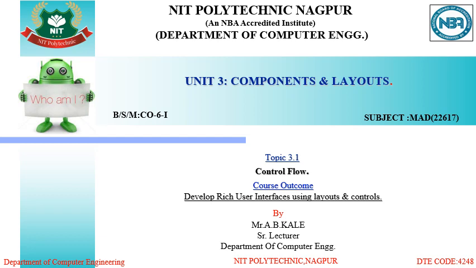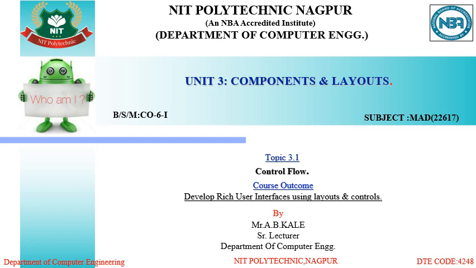So from today we are going to start our third unit, that is components and layout. In this unit we will basically study about the different layouts, how for app building we have to use or implement different layouts on our application screen and the different components that we have to use on those layouts. So our today's topic is topic number 3.1, that is control flow.